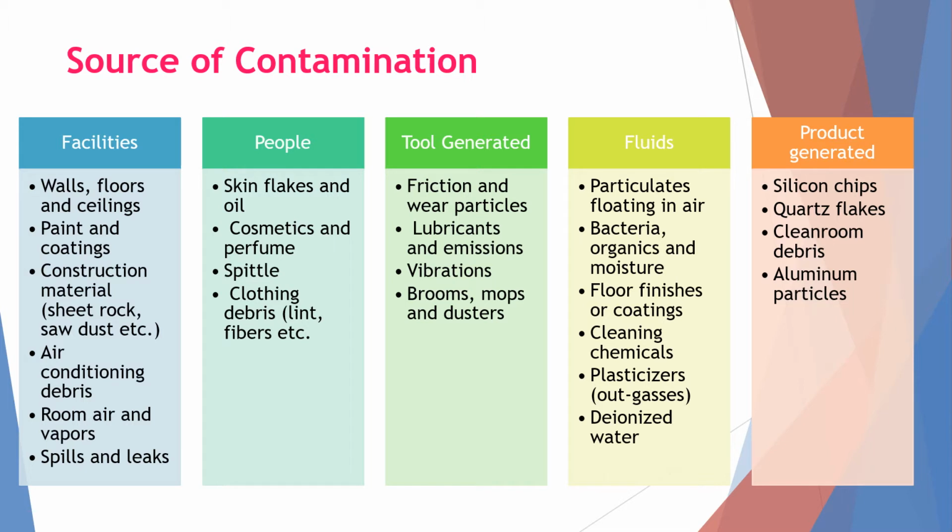In terms of the facility, examples are the floor, the walls, the ceiling, the paint and the coating, construction material, air conditioning debris, room air vapors, spills and leaks. These are all classified under the facility. For people, even skin flakes can be considered a contaminant.